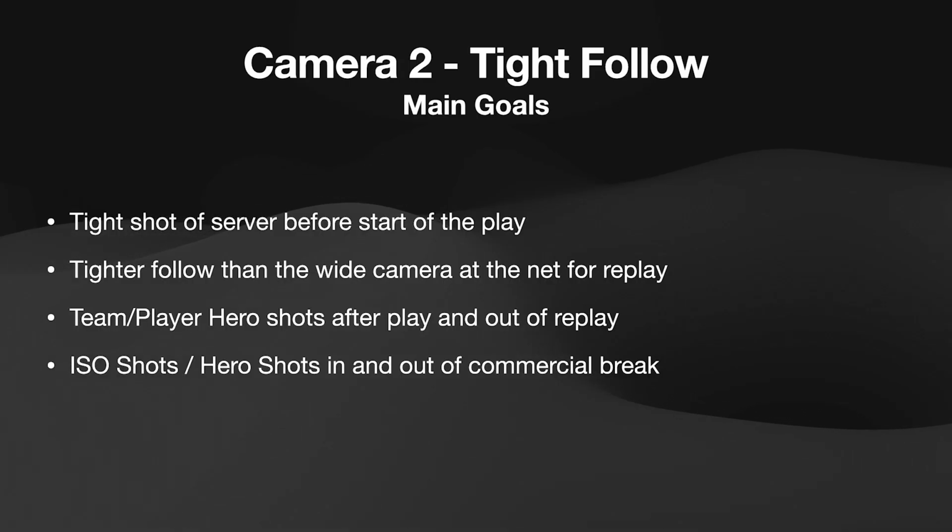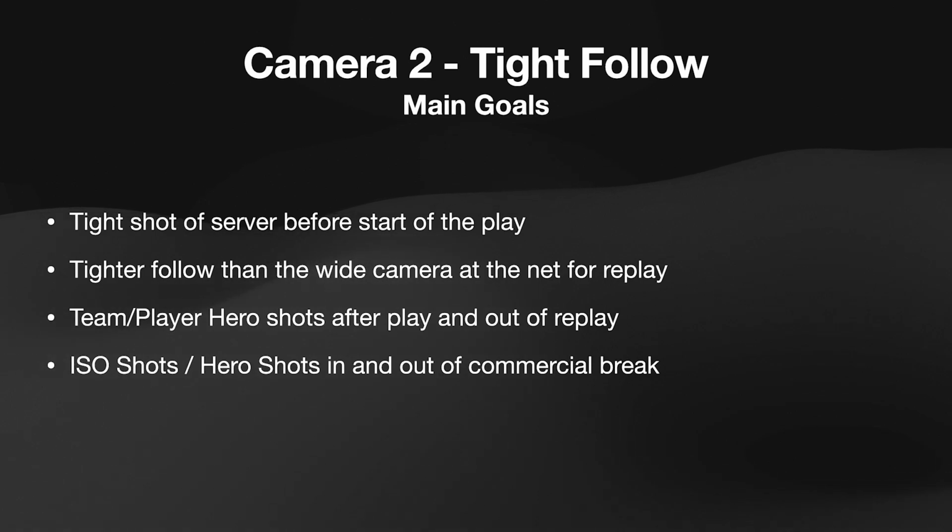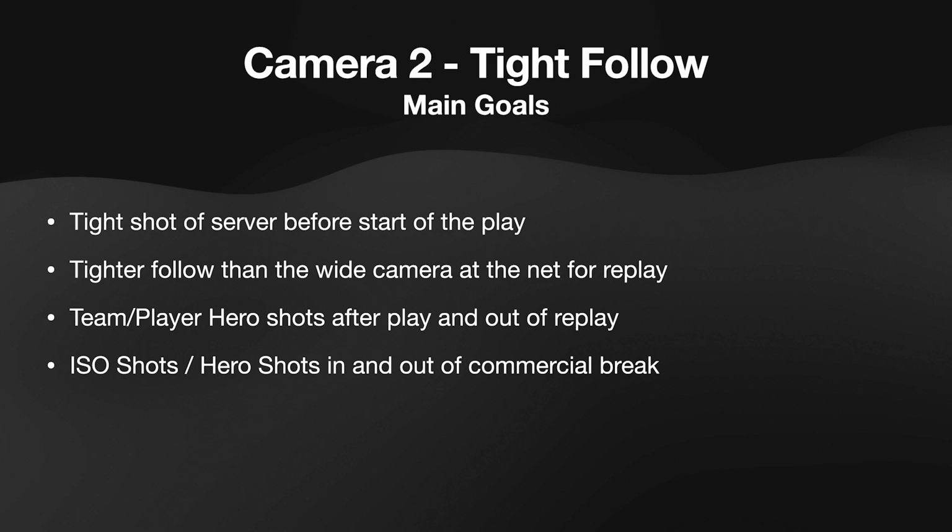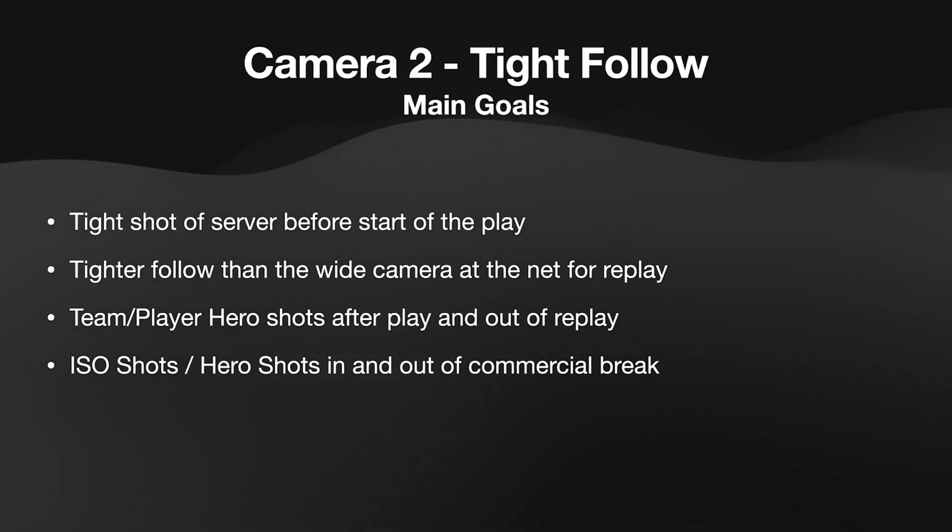All right, camera 2 is going to be our tight follow. The main goals of camera 2 are very similar to camera 1. However, like I said at the intro, there's a routine and basically a way that we cut cameras every single time in volleyball. And how it's going to happen is right before the serve happens, we're going to cut to a tight shot from camera 2 of the server. Camera 2 will follow the server as they jump and serve, so you want to make sure that you have enough room for that. And then from there, we'll go to camera 1.